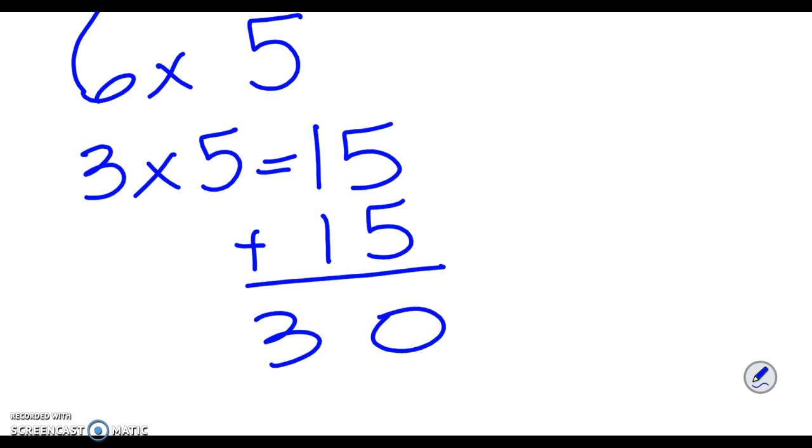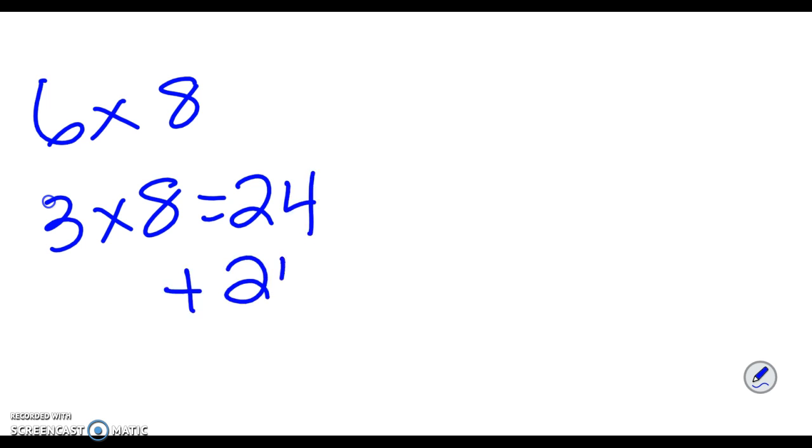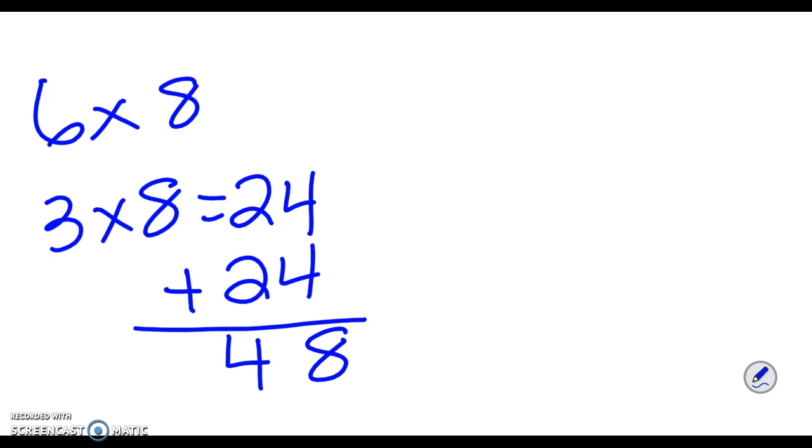Okay, so then if we were going to do another one, you would do 6 times 8. Do 3 times 8, that equals 24, and then you're going to double 24. So then you get the answer of 48.